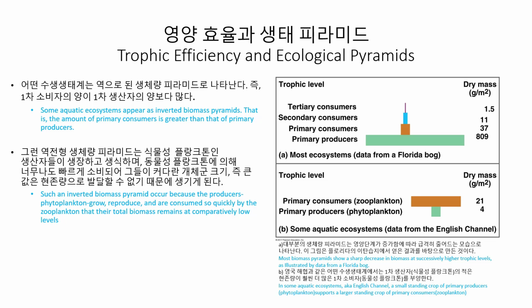Now, certain aquatic ecosystems, however, have inverted biomass pyramids, such as the one on the bottom right of the screen. Such inverted biomass pyramids do occur because the producers, usually phytoplankton, grow, reproduce, and are consumed so quickly by the zooplankton that their total biomass remains at comparatively low levels. However, because the phytoplankton continually replace their biomass at such a rapid rate, they can support a biomass of zooplankton bigger than their own biomass.